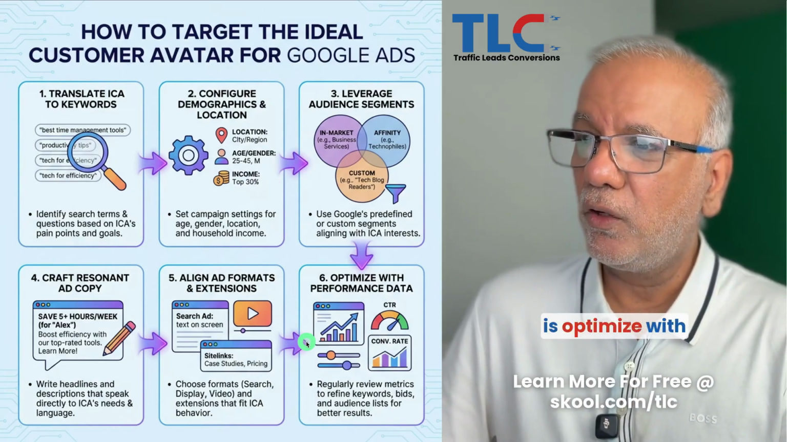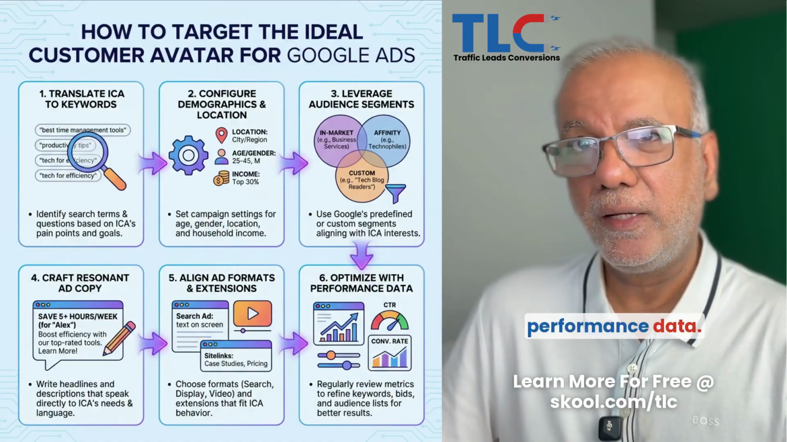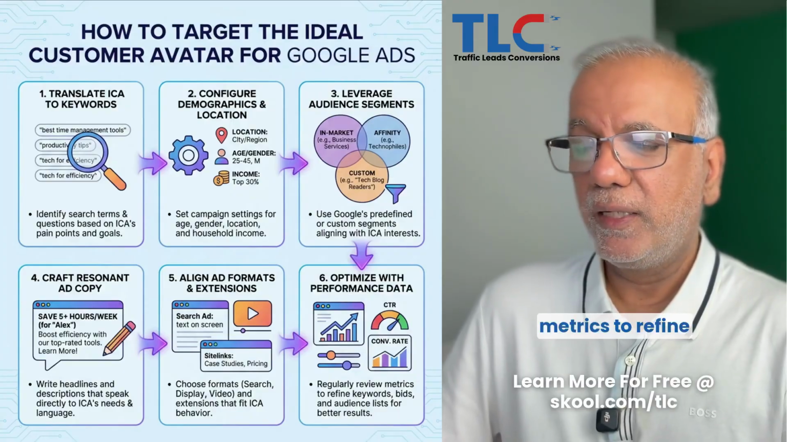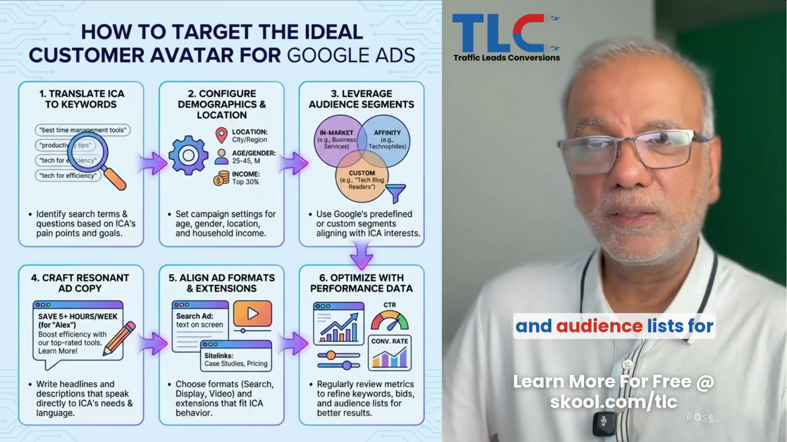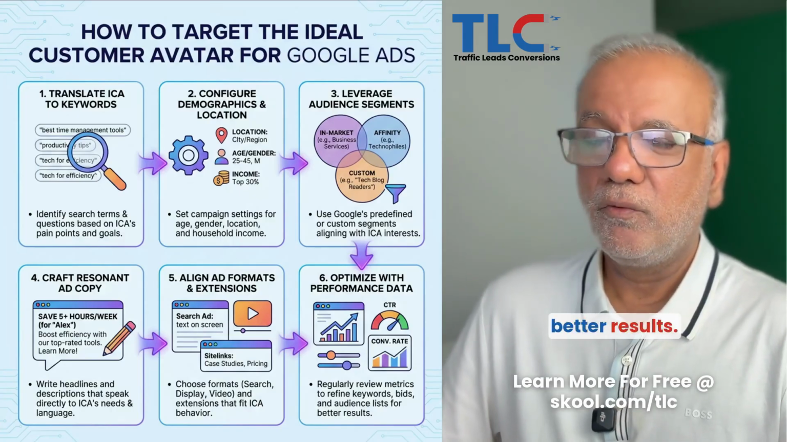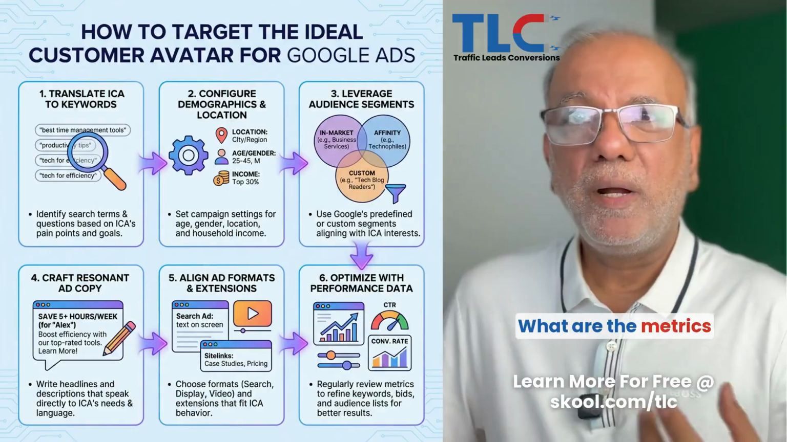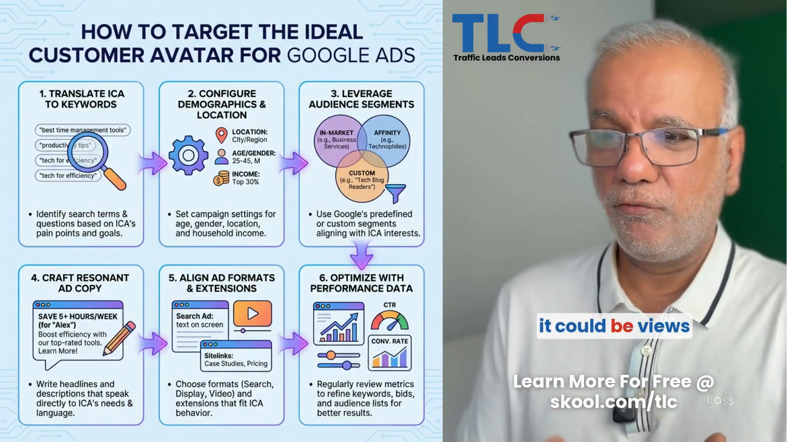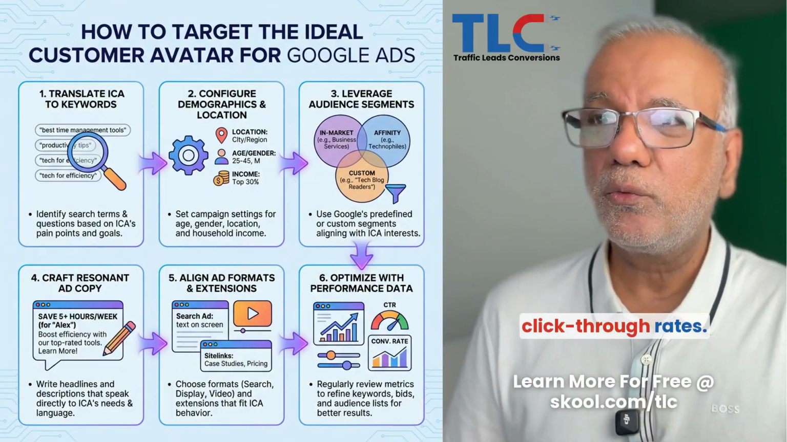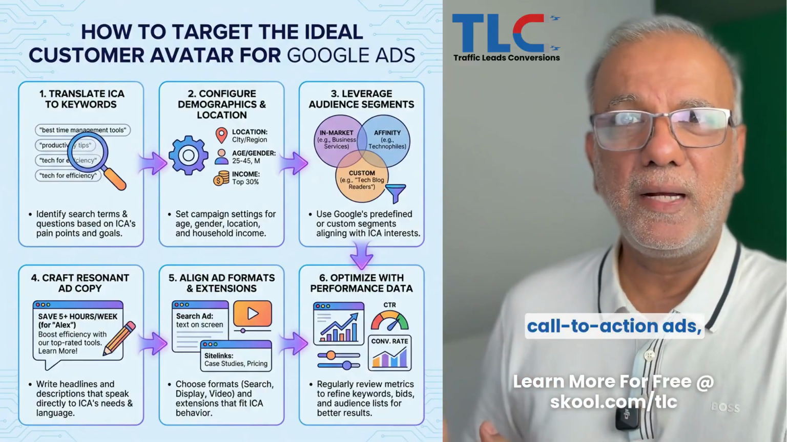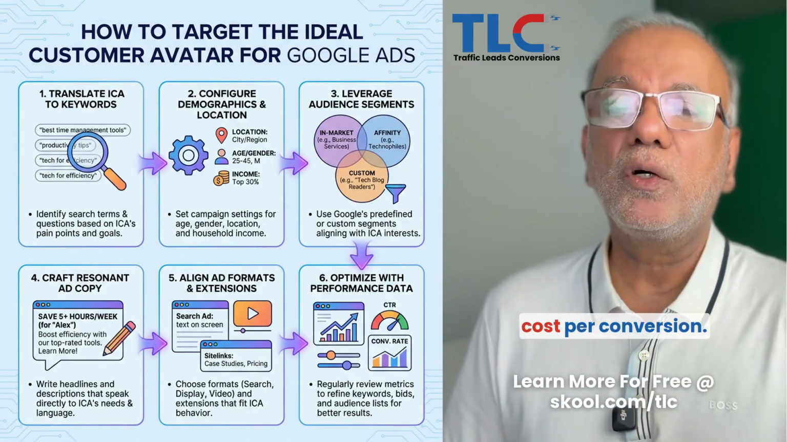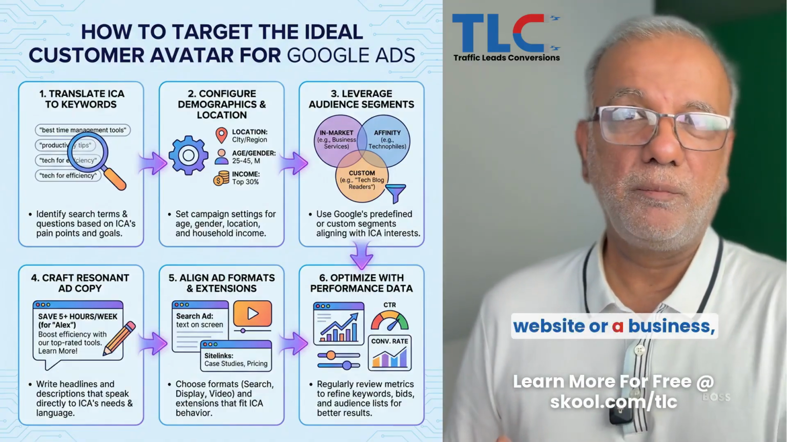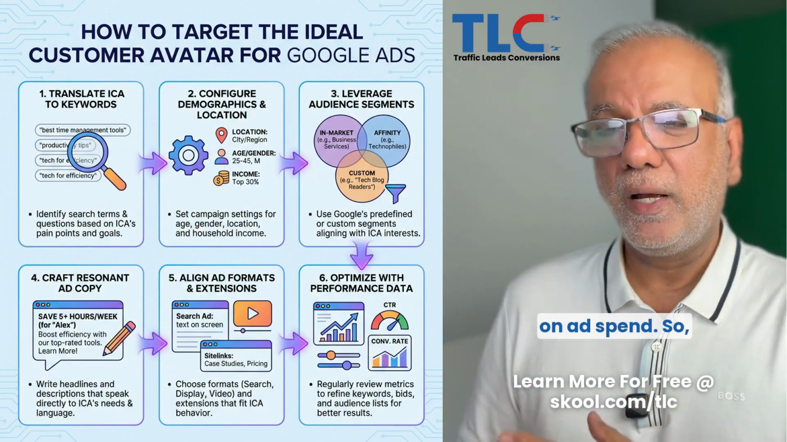Then the next one is optimize with performance data. Regularly review metrics to refine keywords, bids, and audience lists for better results. What are the metrics which you are looking for? For a video campaign, it could be views, impressions, click-through rates. For direct call to action ads, it could be conversions, conversion rate, cost per conversion. For an e-commerce website or a business, it could be the return on ad spend.